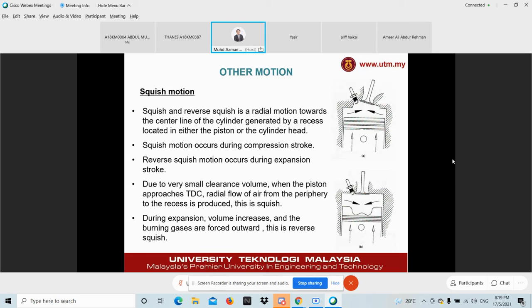So you have the normal squish and also the reverse squish. They differ in when they happen. Squish happens during the compression stroke, whereas reverse squish happens during the power stroke.